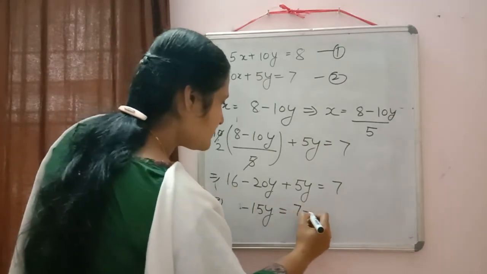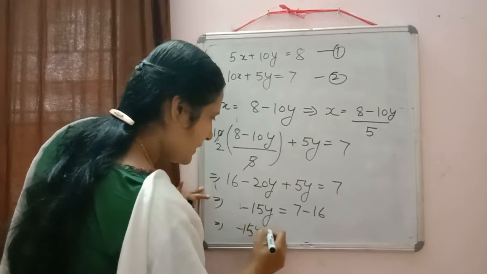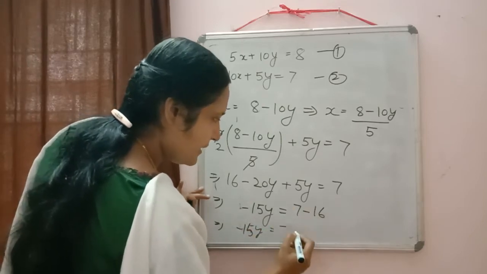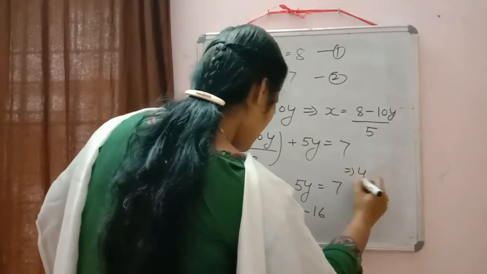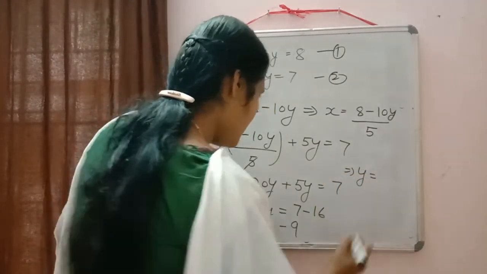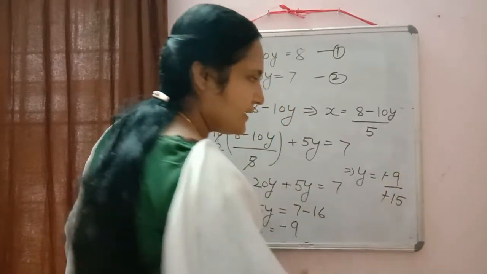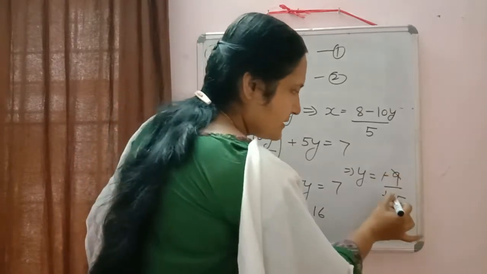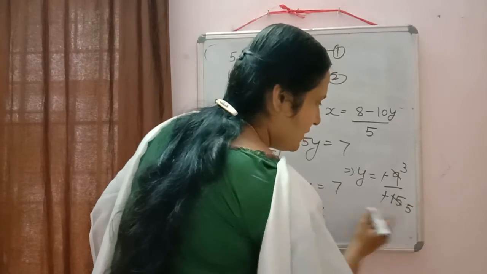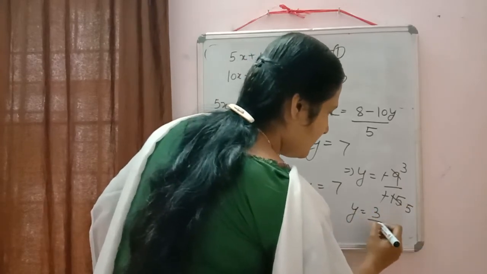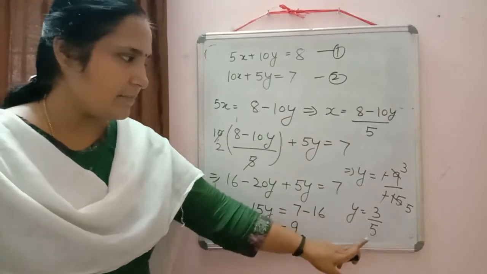And here it will be 7 minus 16, that is minus 9. So we will get y is equal to minus 9 by minus 15. These two minus signs will get cancelled, and here also we can cancel it. 3 3s are 9, 3 5s are 15. So we are getting y is equal to 3 by 5. So we got the value of y as 3 by 5.